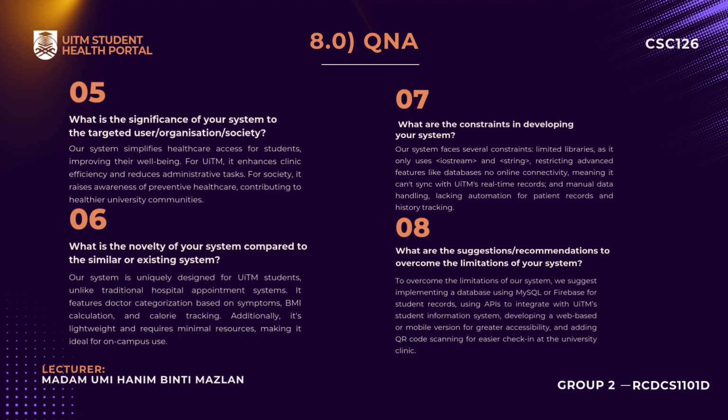For number eight, what are the suggestions and recommendations to overcome the limitations of your system? To overcome the limitations of our system, we suggest implementing a database using SQL or Firebase for student records, using an API to integrate with the UiTM student information system, developing a web-based or mobile version for greater accessibility, and adding QR code scanning for easier check-in at the university clinic.